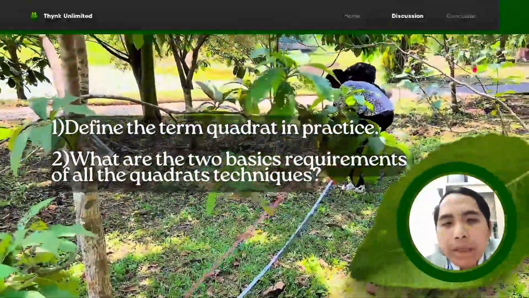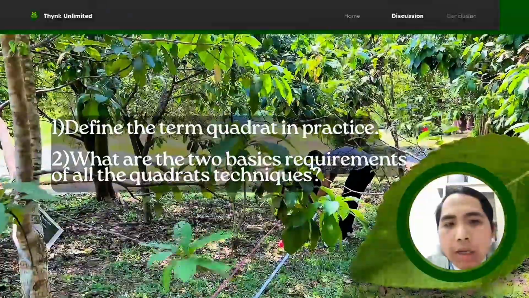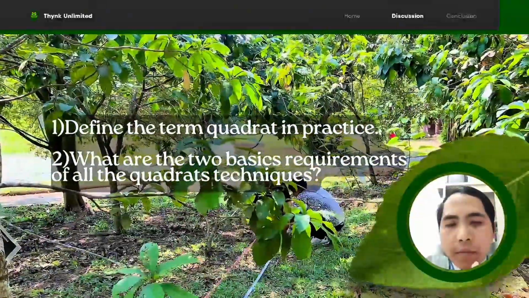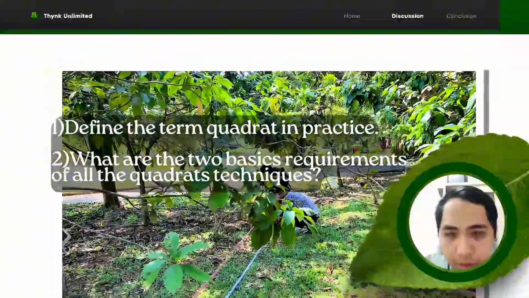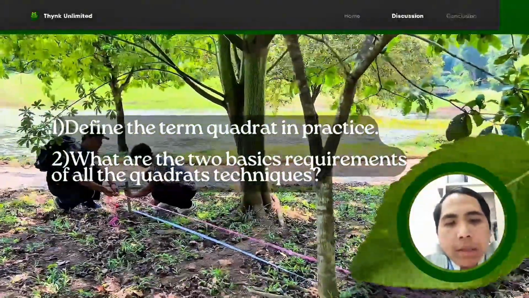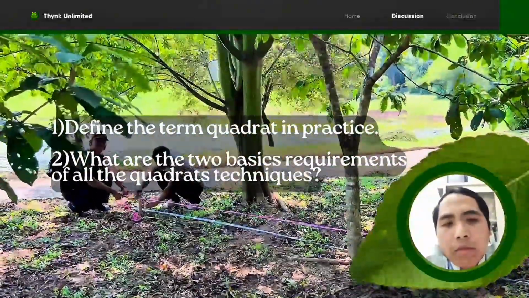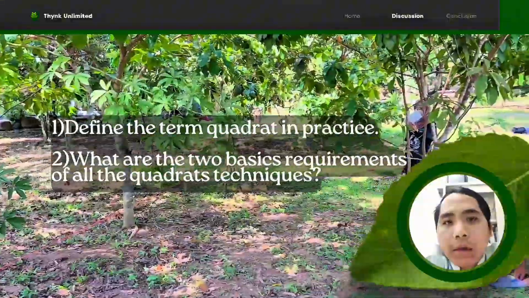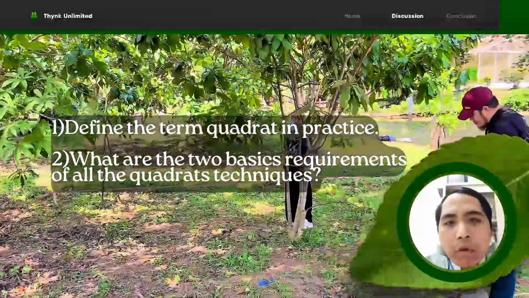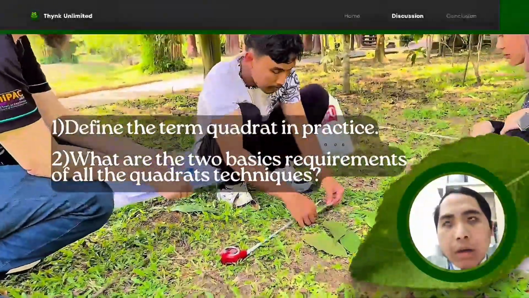The purpose is that researchers use them to count organisms within a representative sample to estimate the total population of a larger area. They are most effective for sampling sessile, non-moving organisms like plants or very slow moving animals. We have 3 types of quadrat.